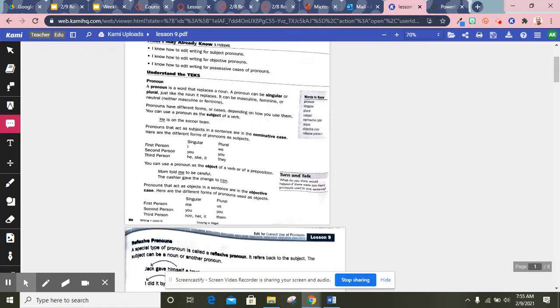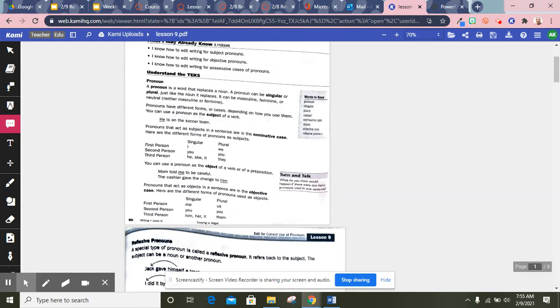You can use a pronoun as the subject of the verb. So, he is on the soccer team. My pronoun will be he. Pronouns act as subjects in sentences, and pronouns that act as subjects are in the nominative case. Here are different forms of pronouns as subjects. First person, I and we. Second person, you and you. Third person, he, she, it, and they.